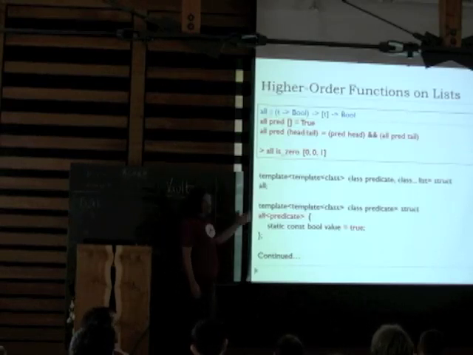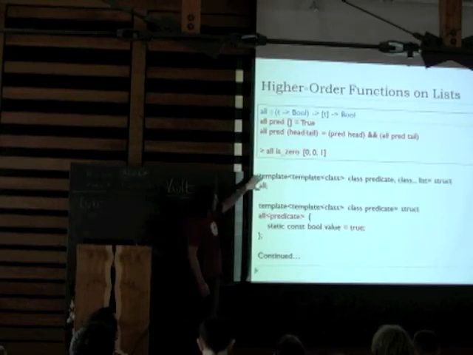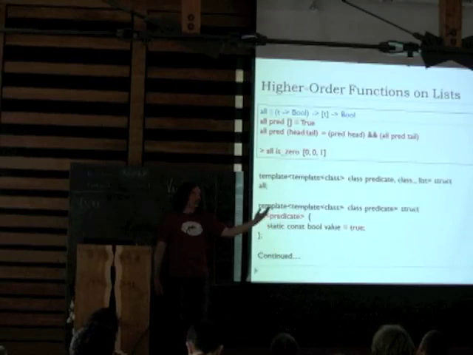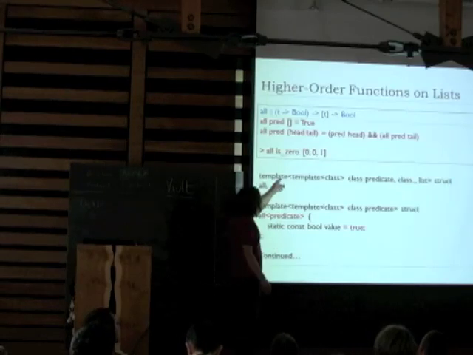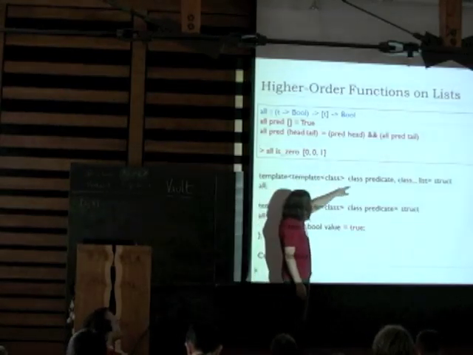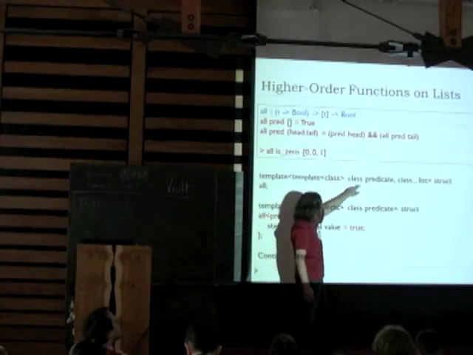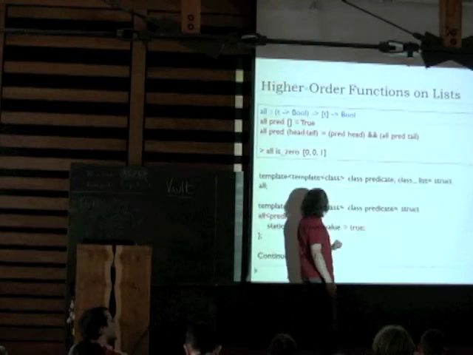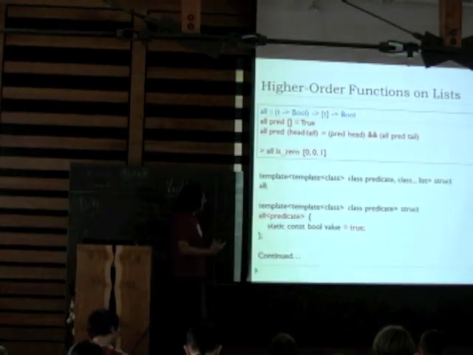Okay, so in order to do this in C++, since it's a list, I have to start with a declaration up front. So I'm declaring a template that takes a predicate, the template parameter, and a list. Okay? And now I go to specializations.